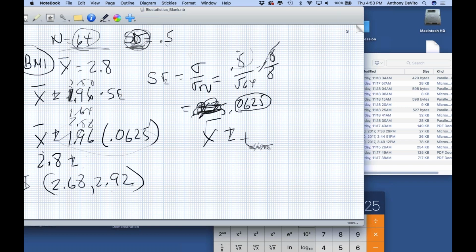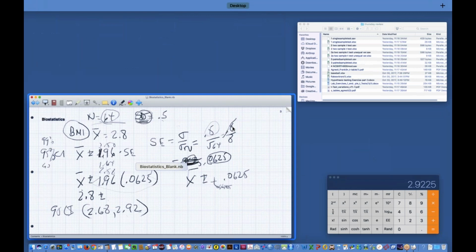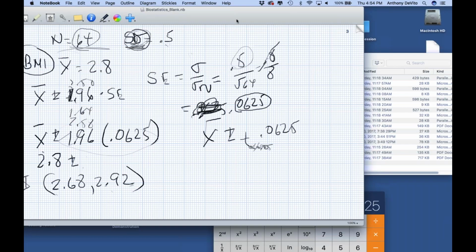Now, since I'm using the same number, it's the sample standard deviation instead of sigma, so it's still going to be 0.5 over the square root of 64, which is still 0.0625, because I didn't change that number. But now this t-score has to be different. Where are we going to get that t-score from? I think I have it in the folder on the desktop.